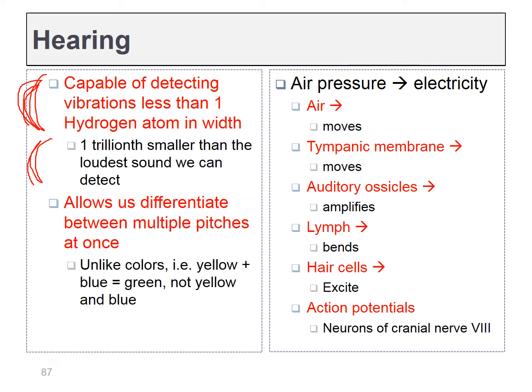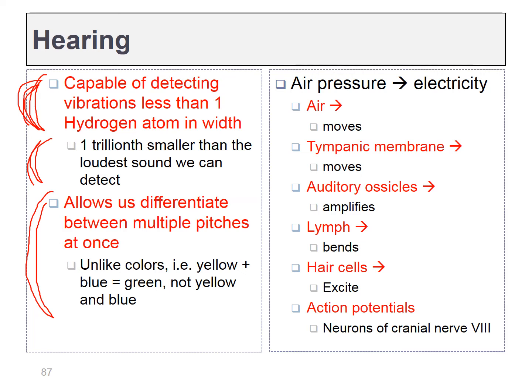One thing that's interesting about the ears, however, is that unlike the eyes, we can detect multiple sounds all at once without them blending together to form new sounds. A chord on a guitar, for instance, people can discern the individual notes. Our eyes, on the other hand, when they are bombarded with multiple wavelengths of light, generate new colors. For instance, yellow plus blue equals green.